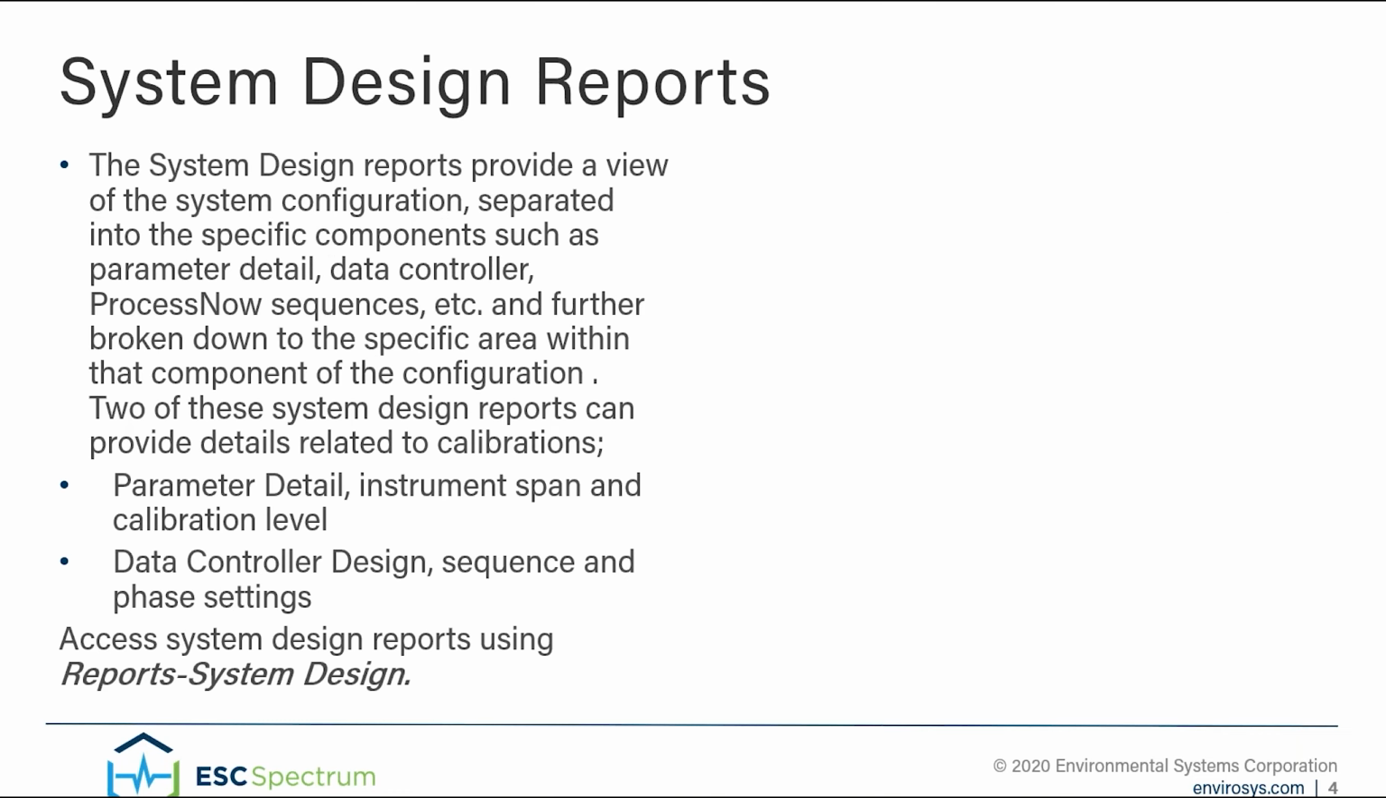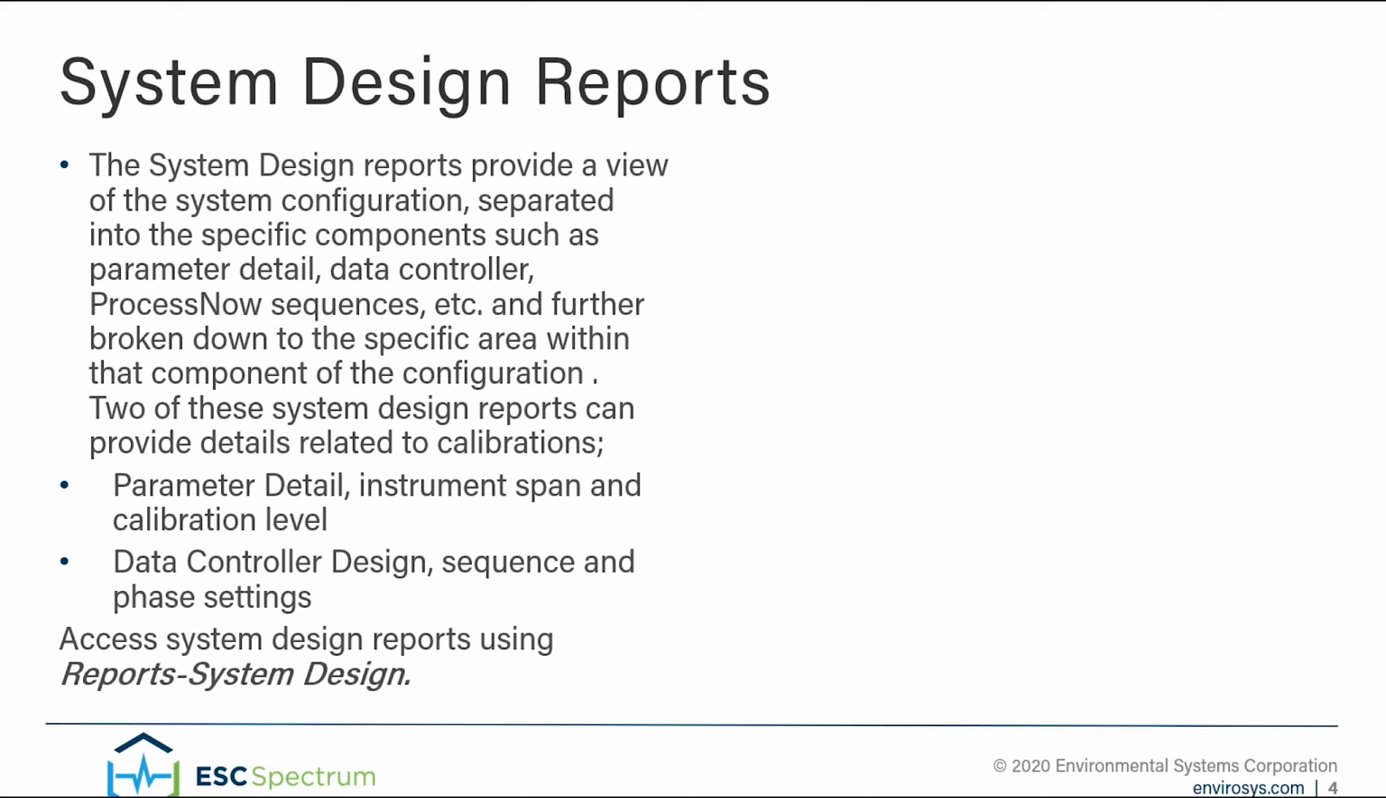So that's why we say it's the span and the calibration level which will determine the calibration gases that are needed. You have two reports that you can review to see the exact settings that are set up in your system. Because a lot of folks think, well, I run my calibration, but what actually happens? Why am I looking for this particular value? Well, you can look at these reports and get an idea of why you're using those particular values or what happens during the calibration. The system design reports provide a view of the system configuration separated into the specific components such as the parameter detail, data controller, the process now sequences, and anything else that's involved with your configuration.